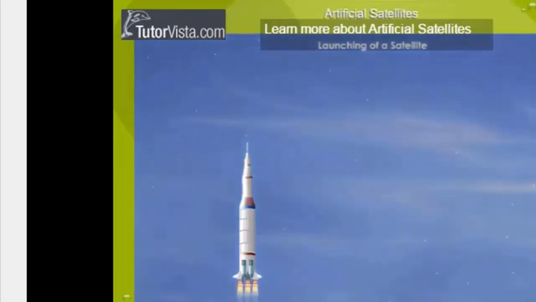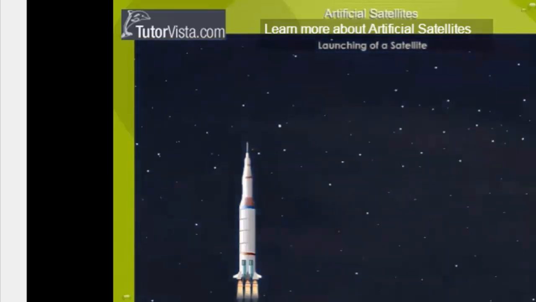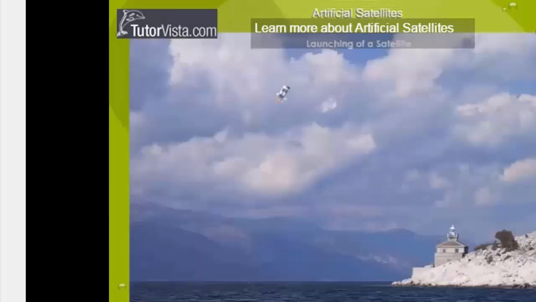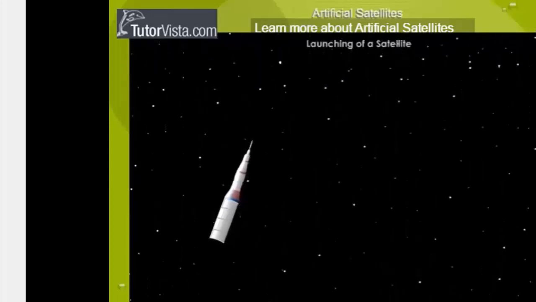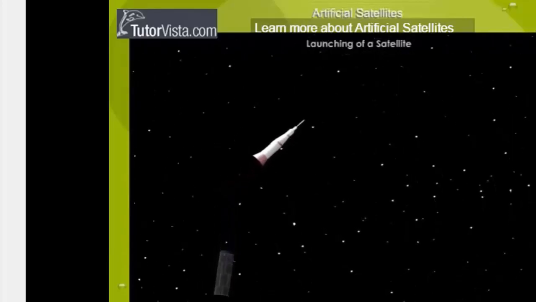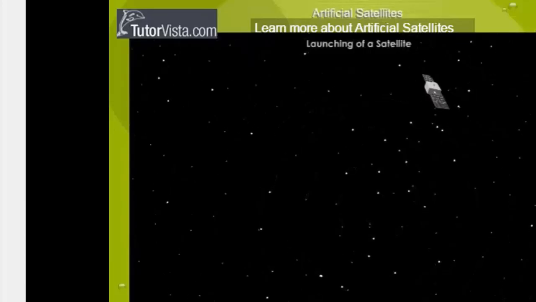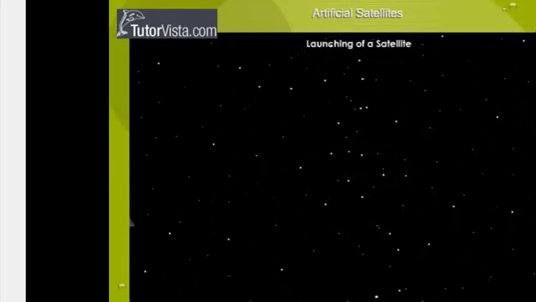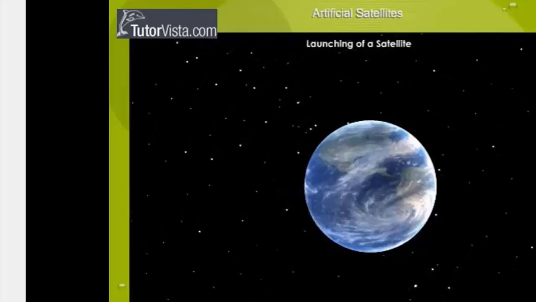The first stage is to accelerate upward until it goes beyond the Earth's atmosphere, and then it will go through the second stage where it will tilt a little bit, then the third stage where it will take its orbital position, and that's when it releases the satellite with its initial speed of around 3 kilometers per second, if it's at around 36,000 kilometers above the earth.